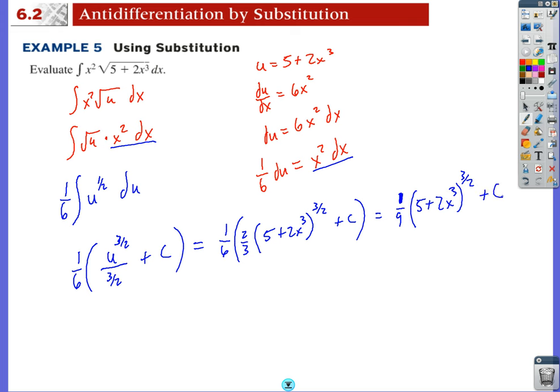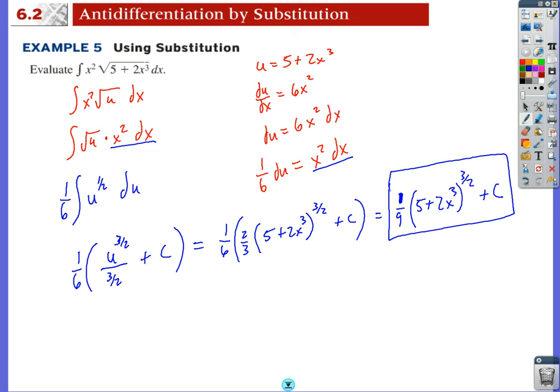Again, I know you're going to say, but wait, mister, it's c times 1/6, that's going to make a difference. Well, does it? I mean, it's still going to be a number, right? What I'm coming up with is a family of functions that when I take the derivative, I get my answer. And so when I take the derivative of this, I'm going to get x squared times the square root of 5 plus 2x cubed. It doesn't matter what the c is. Trust me, okay?